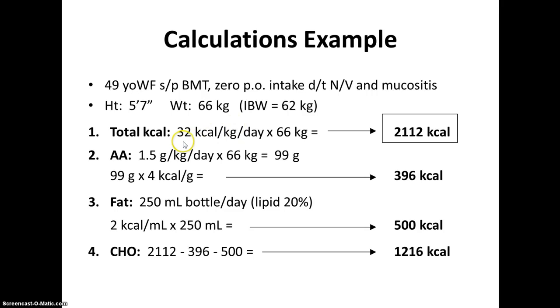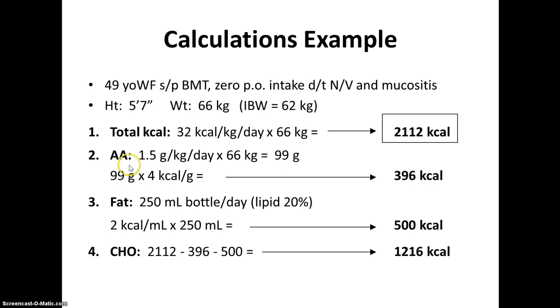So 30 to 35 total kcals per kilogram per day. I just picked a middle of the road number, 32. 30 would have been okay, 35 would have been okay as well. So multiply by her weight, 66 kilograms. Simple enough, 2,112 kilocalories per day is what we estimate she's burning. That's the amount of kilocalories we'll want to give her each day to keep her in a nice neutral balance of kcal ins and outs.